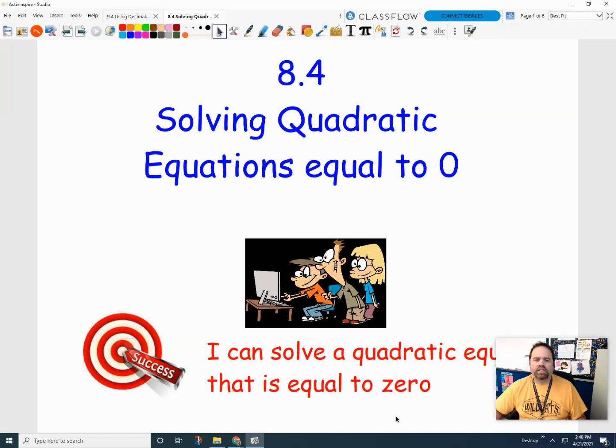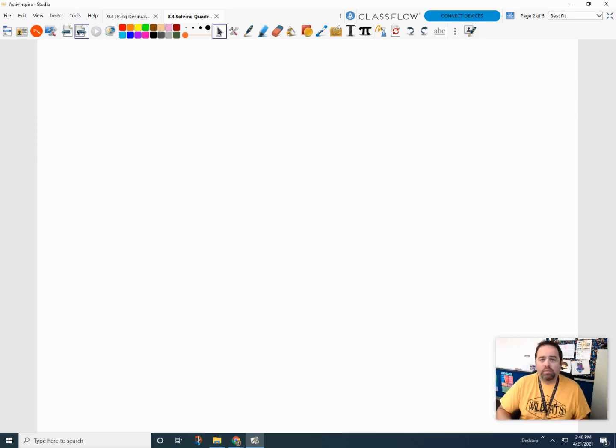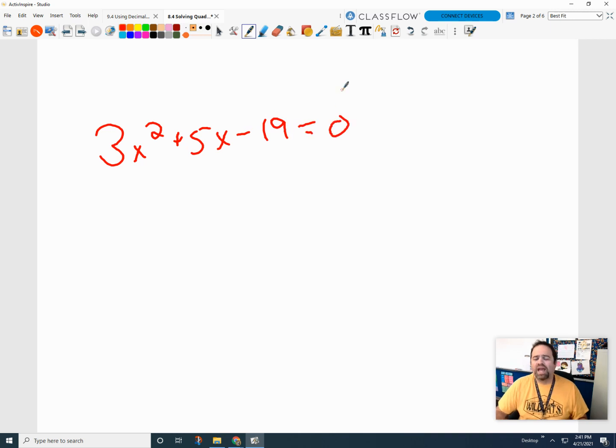So not all of the quadratic equations that you solve are going to be as simple as what you've done the last couple of days. It is entirely possible. We'll probably do it together on Monday a little bit, but I'll ask you to solve a quadratic equation, something more like this.